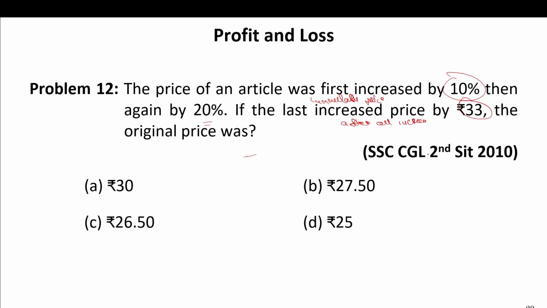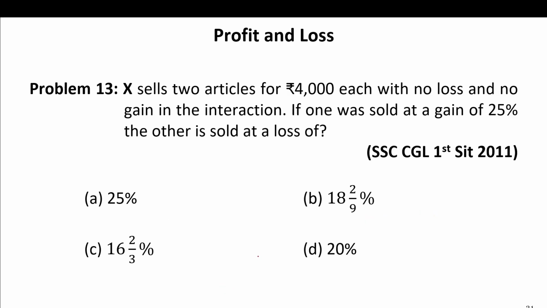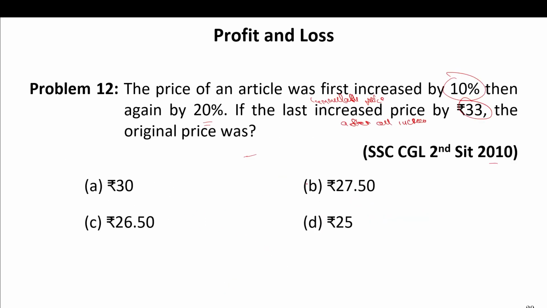So this question has appeared in SSC CGL second sitting 2010 paper. Is it 27 rupees, 25, 26 or 30? Let's see. So net increase is equal to what? 10 plus 20 plus, it is minus. Okay, so minus should be here. So it will be this much. That is equal to 30 minus 2, that is 28%. Okay. So X is equal to what? 33 into 100 by 128 is equal to 25. Okay. So the answer will be 25 rupees. This is the correct answer.